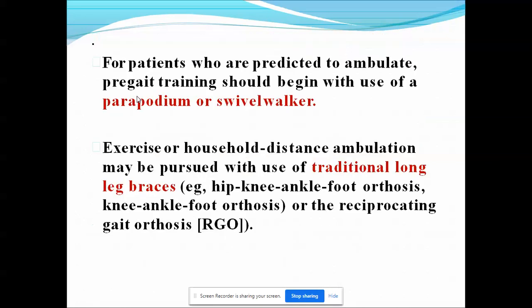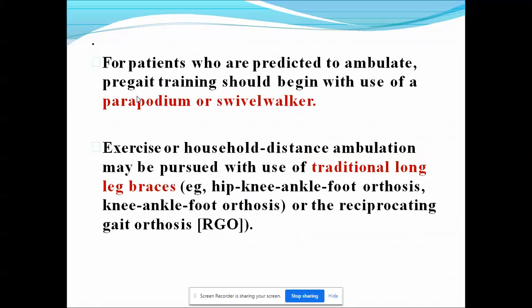Okay. So next, a walker can be given. Okay. So pre-gait training should begin. Walking aids you have learned in the second year: how to walk with the crutch, with the walker, with the stick, and how to use the wheelchair. So all this training should be given to the child.